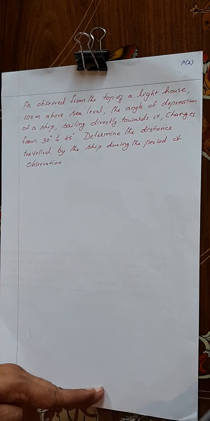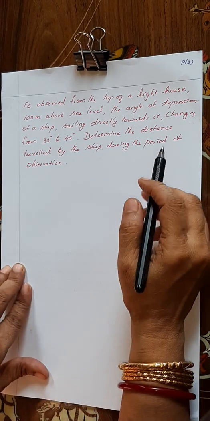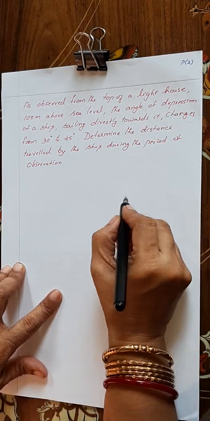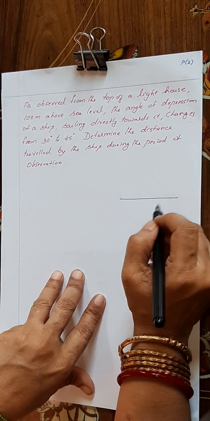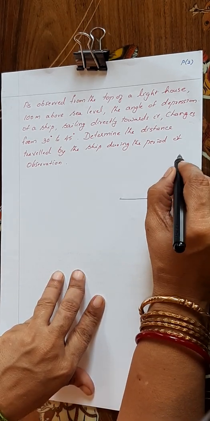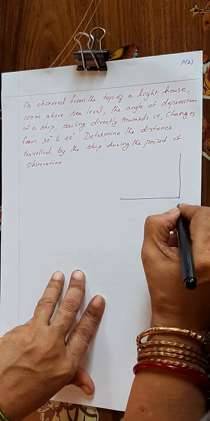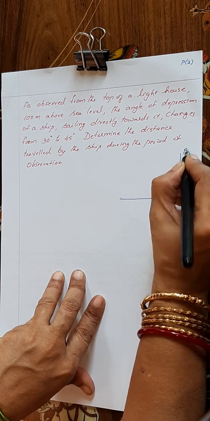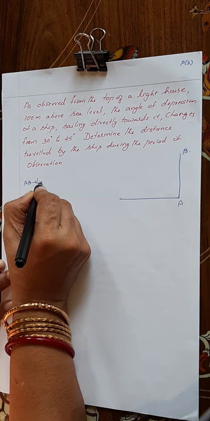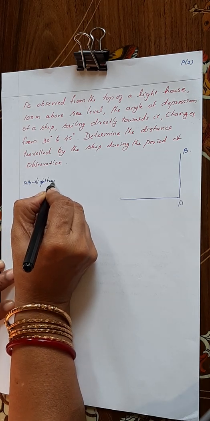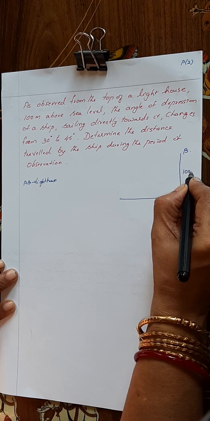As observed from the top of a lighthouse, 100 meters above the sea level. So first we will draw the figure. So this is the sea level. This is the top of the lighthouse. So A, B. So AB is the lighthouse, 100 meters above the sea level. So AB is 100.